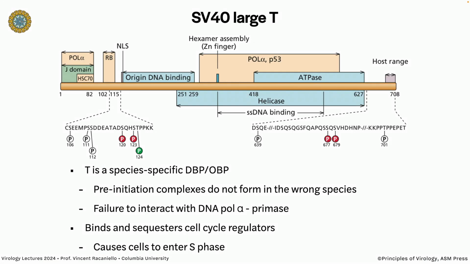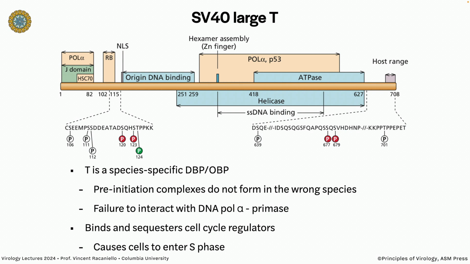Here's a diagram of SV40 large T, the origin binding protein for SV40, which has been described as the most studied protein in the world. Every amino acid of this protein has been changed in multiple laboratories. It's a 708 amino acid long protein, and that bar is the protein there in brown. And you can see it has all kinds of domains in it.